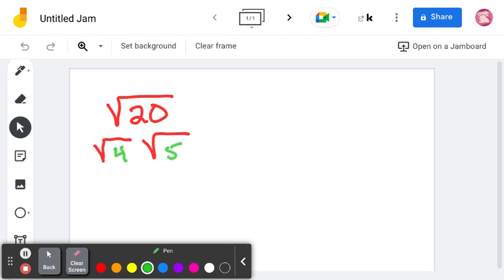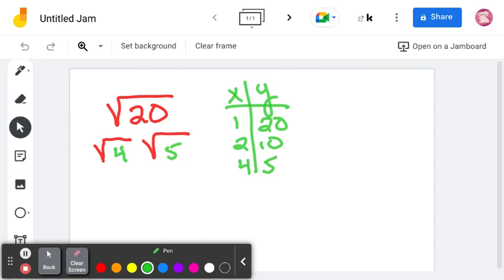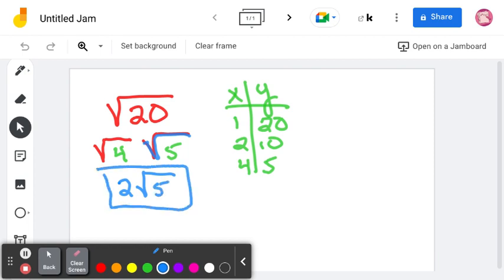Now, if you struggle with finding things that multiply, go to that y equals trick. And you would see 1 times 20, 2 times 10, 3 times some decimal, 4 times 5. And hopefully you know, oh, I can do the square root of 4. So then your answer, square root of 4 is 2. And then the square root of 5, you can't simplify. It's an irrational number, square root of 5. That is a simplified radical.